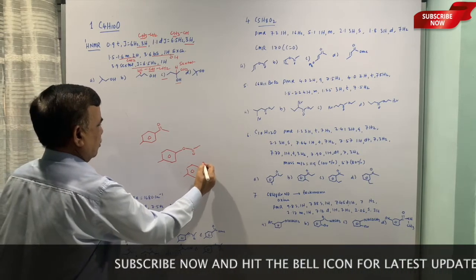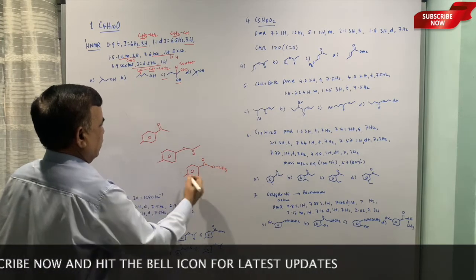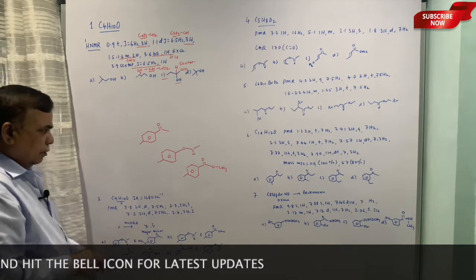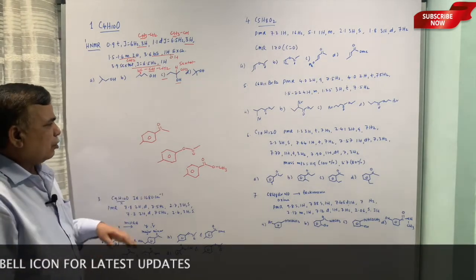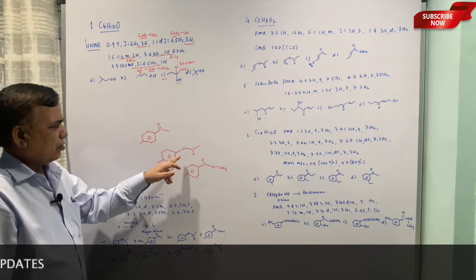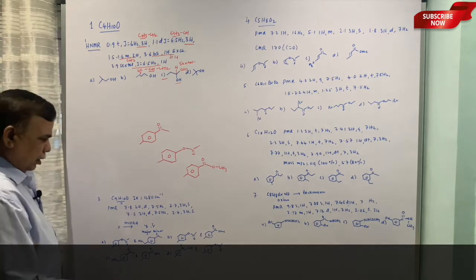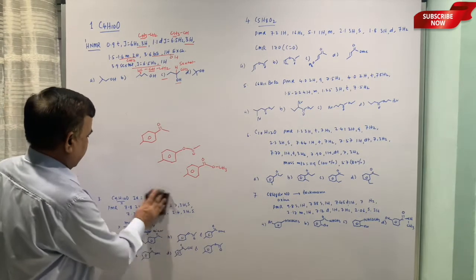So CO OCH3, depending upon the migrating aptitude of the group. Now this has greater migrating aptitude than methyl. So this will be the major product, this will be the minor product. So that option you can see in B.